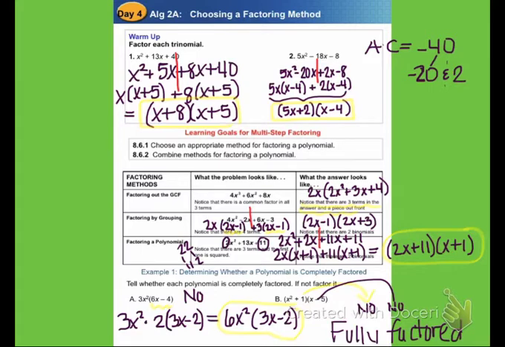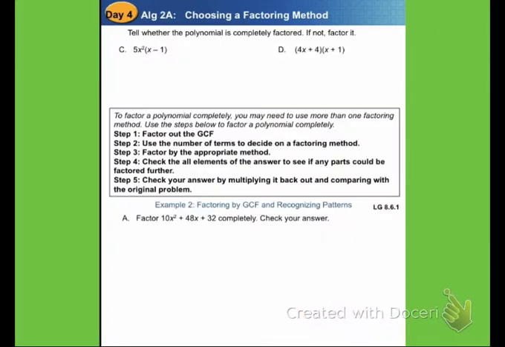Okay, so let's turn the page. Here are a couple for you to try. So these are you try questions. Take a look at each example and see if you can break them down any further. If so, then go ahead and do that, and if not, say it's fully factored. Pause the video now.